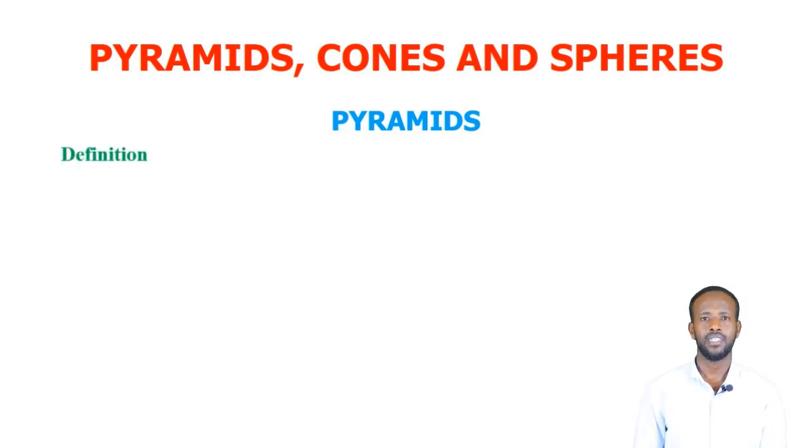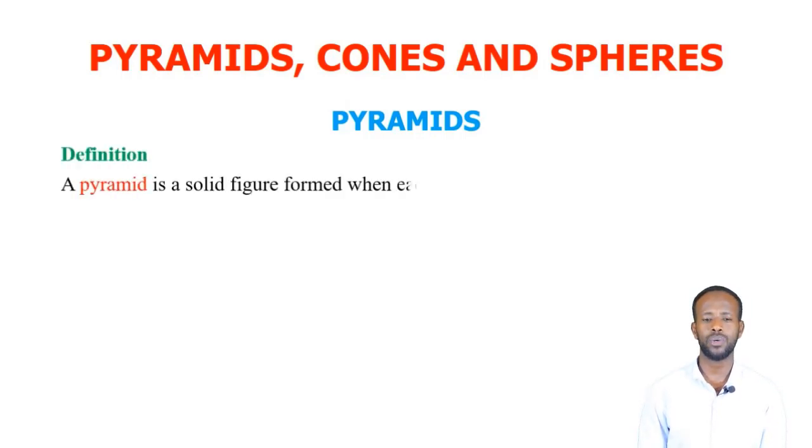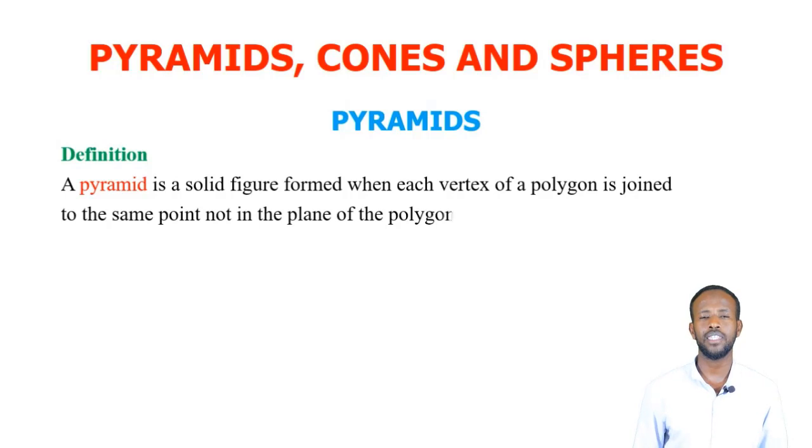Definition: a pyramid is a solid figure formed when each vertex of a polygon is joined to the same point, not in the plane of the polygon. Pyramid is a solid figure formed when each vertex of a polygon is joined to the same point, not in the plane of the polygon.